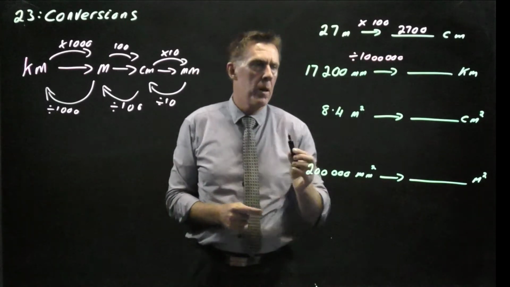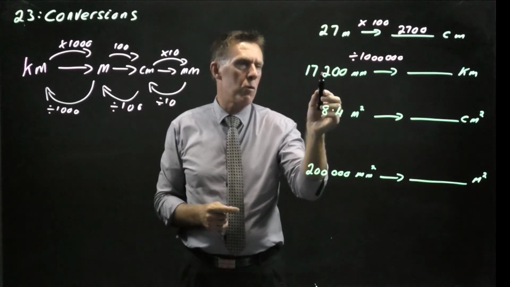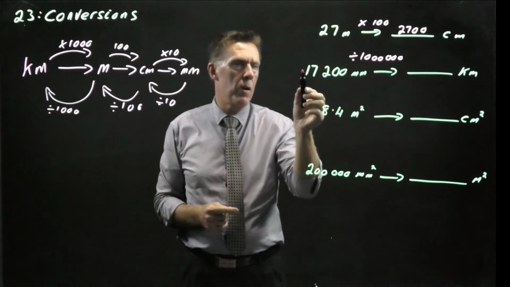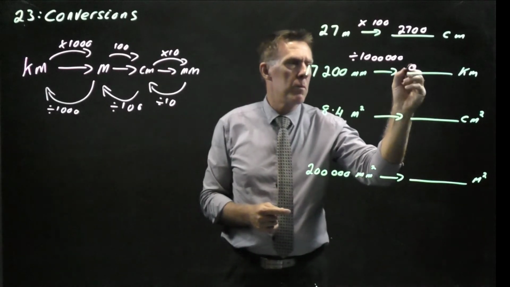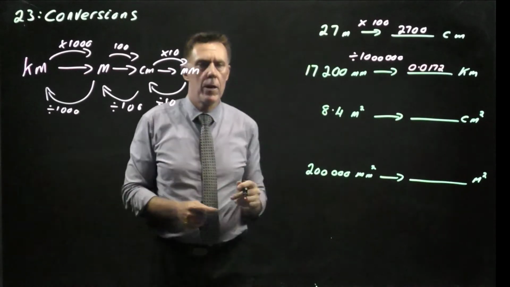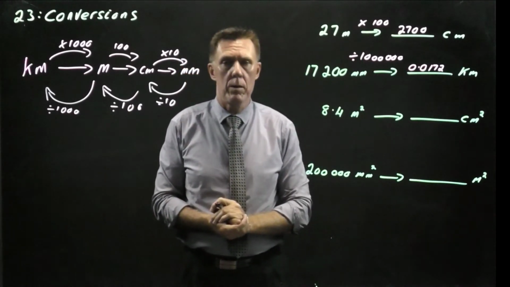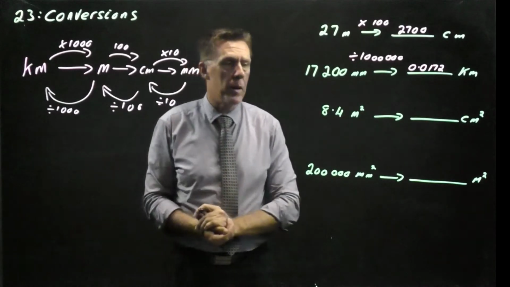A million. So let's move this 6 places. 1, 2, 3, 4, 5, one more. So 17,200 millimeters is the same as 0.0172 kilometers. Right, so life is good there.